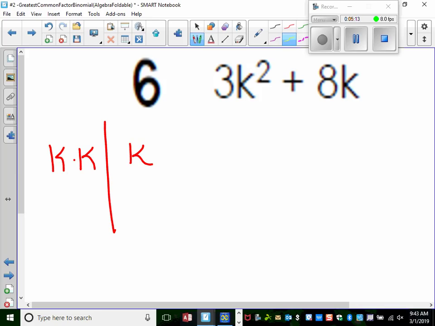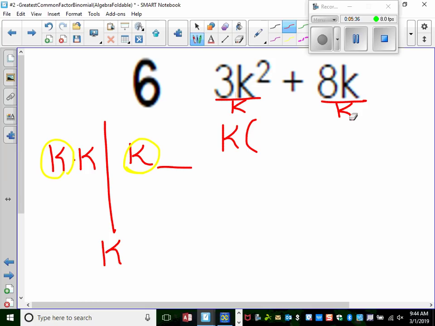So when I say, okay, well, I can circle one k over here and one over here, which means they only have k in common. They only have one k in common. They don't have two k's in common because I can't circle another one on this side. So your GCF for this one will be k. So when I divide these by k, that's just going to end up being 3k plus 8.